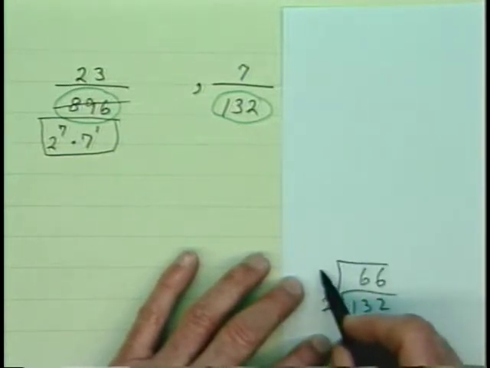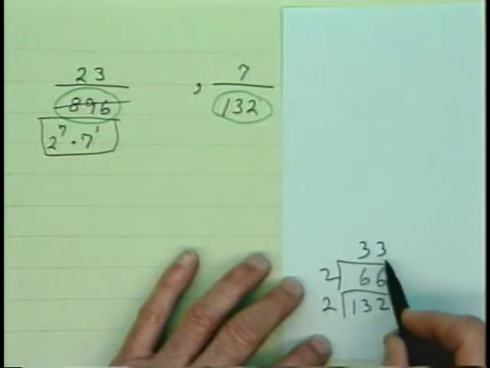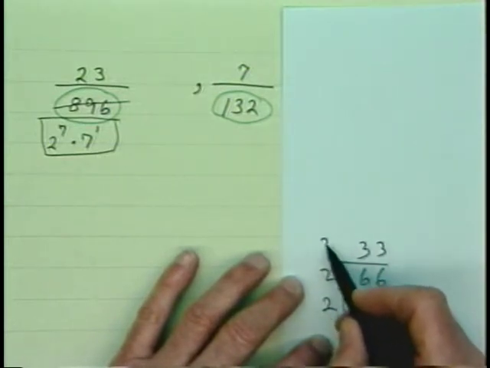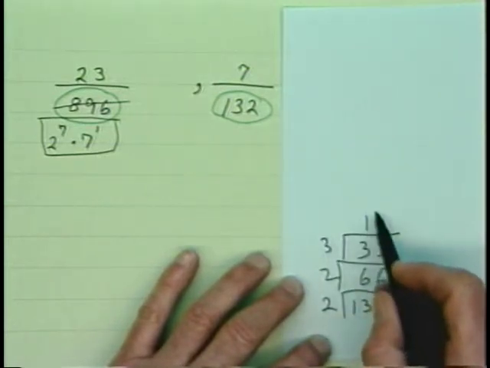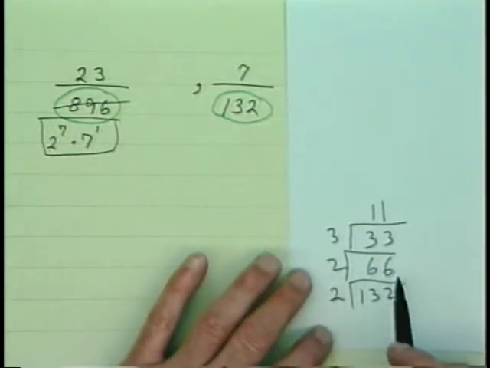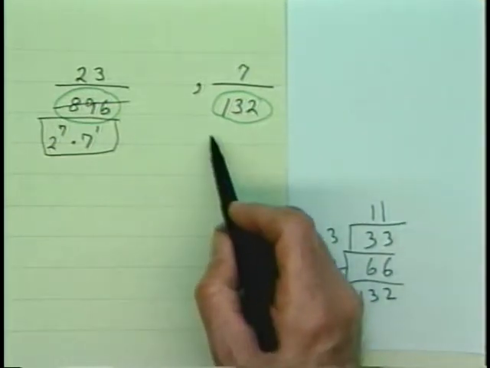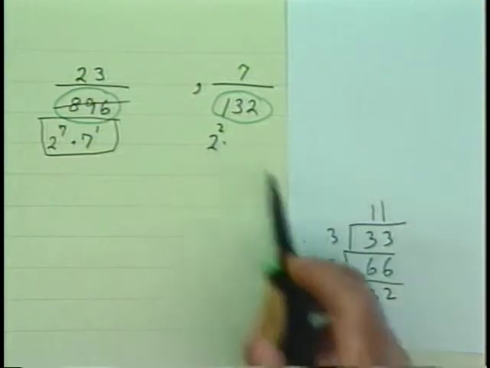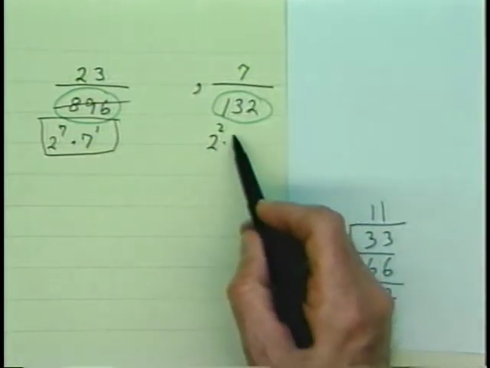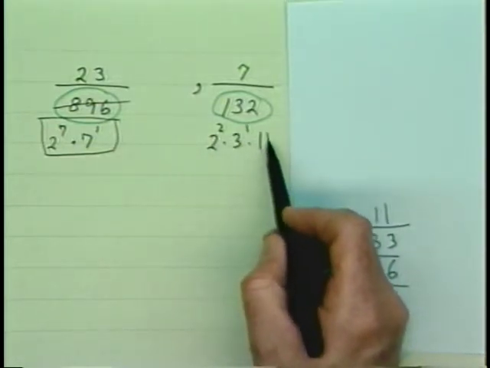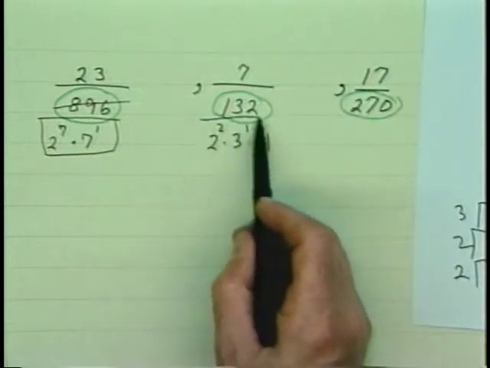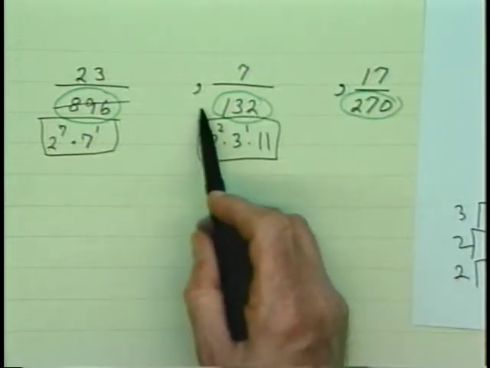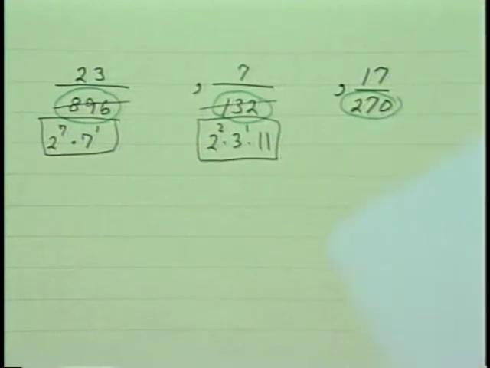2 still goes into that. 2 won't, but 3 will. So in prime factored form, this is 2 2's, or 2 squared, times 1 3 and 1 11. So this may serve as a replacement to this because they are the same.